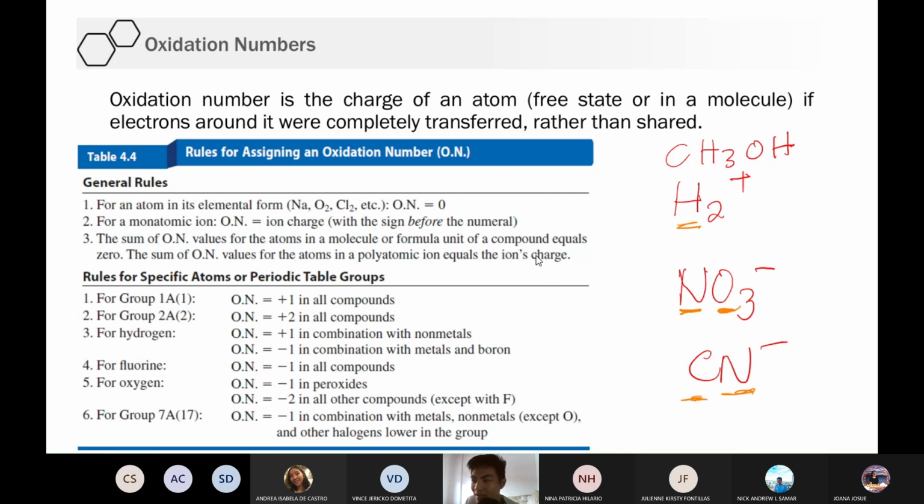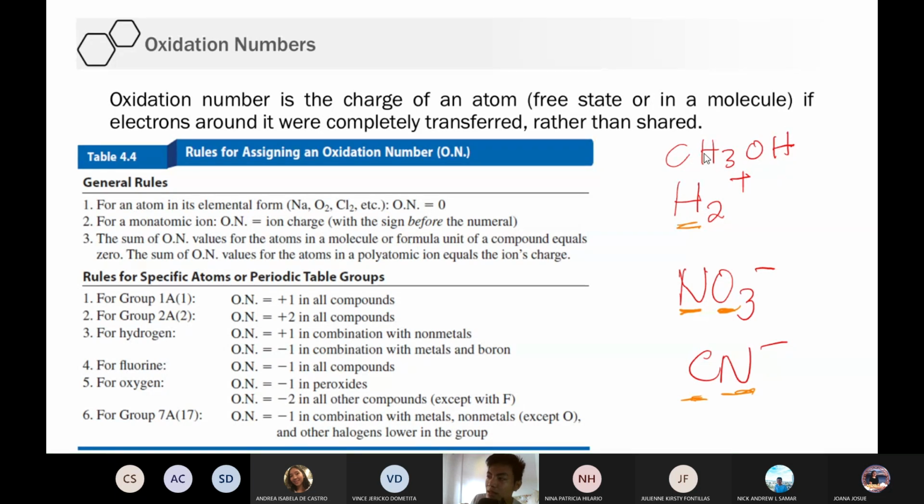Meaning nun, ano sinabi niya dun? Ganito lang daw. So, ang sabi niya, if you have a molecular compound, for example, methanol, wala namang charge na naka-indicate doon, no? Walang number sa taas. Again, yung number sa top right, yun yung charge. Pero in this formula, wala naman nakalagay. Okay? Ibig sabihin, wala tong charge.